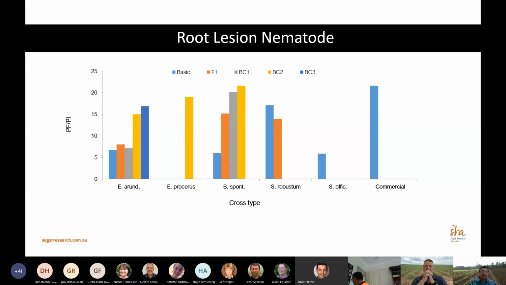So this graph is for the root lesion nematode. As you can see, it shows a similar trend, so I'm not going to talk about this more.